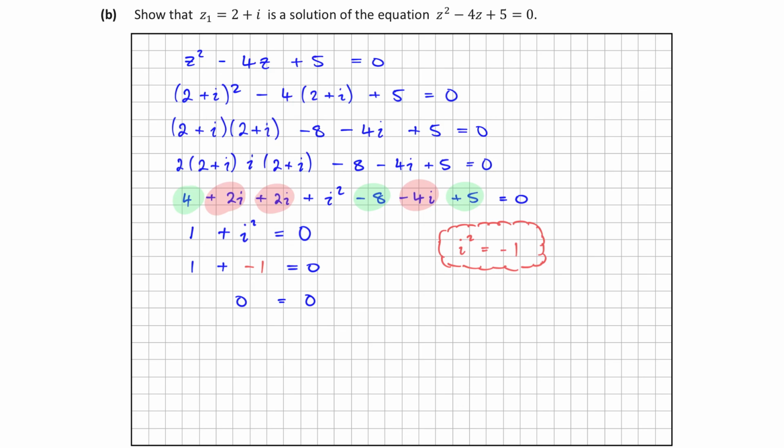So that shows the fact that that equals 0 shows that that's a solution to the quadratic. So that'll be that part done. And for that, we would have got 10 marks if we completed that this year.